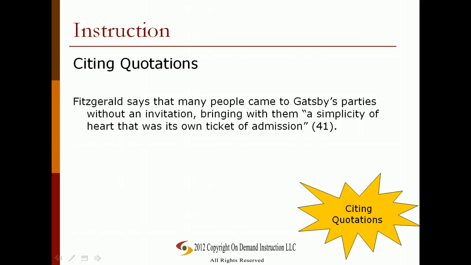The source of each quotation must be appropriately cited. The Modern Language Association, or MLA form, allows you to cite a work within the text of the essay. You can then place the entire bibliographic information in a list of works cited. When using the MLA form, you will only need to list the page number if the sentence makes it clear from what the text the quotation is taken. For example, Fitzgerald says that many people came to Gatsby's party without an invitation, bringing with them a simplicity of heart that was its own ticket of admission. (41).